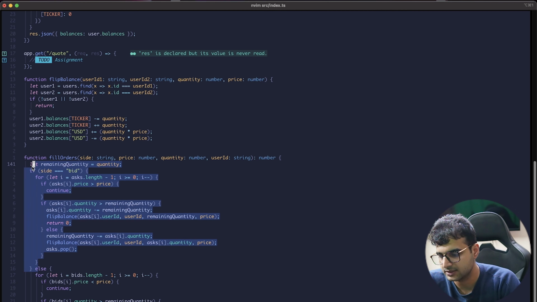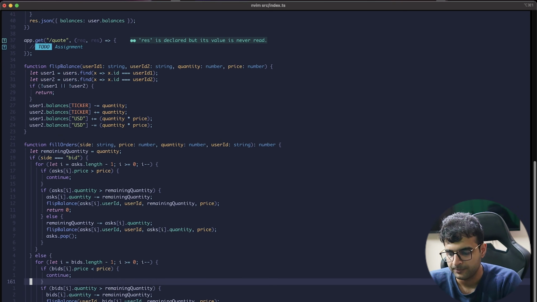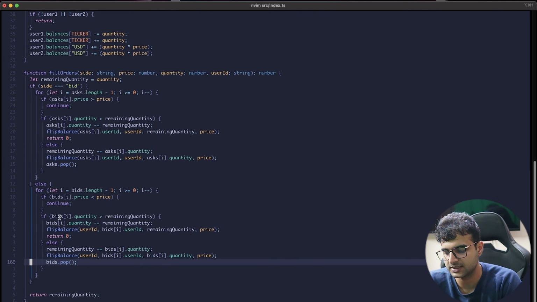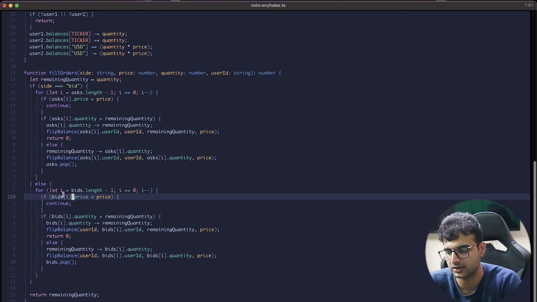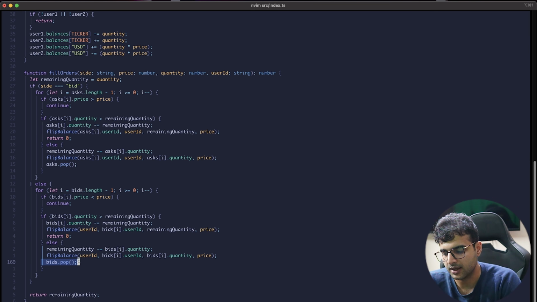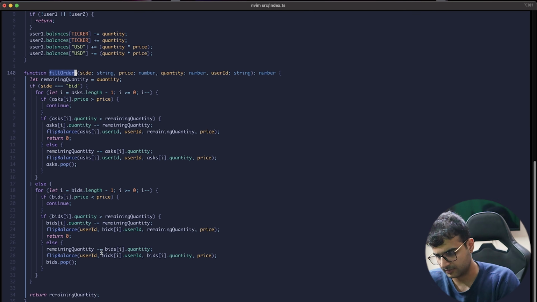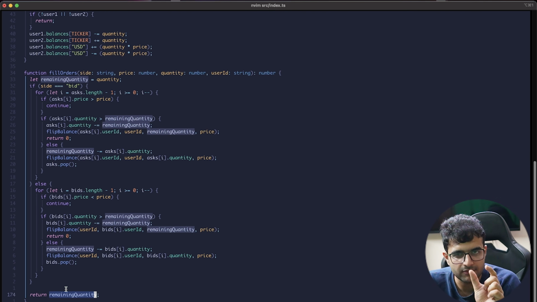This is just the bid side. The ask side is completely opposite. If someone comes and says, I want to sell, we will first check on the bids side whether or not an order exists and whether or not the price is right. If it isn't right, we continue. We could break here as well. If it is right, we check if the specific bid can completely fill the order. If yes, then we return 0 and we flip the balances. If it cannot completely fill it, we pop the bid and at least fill this specific bid, and then keep going from there, keep iterating to find more bids that might be able to fill this order. That is what the fillOrders function does. By the end of it, it returns the remaining quantity, the quantity that's left to be filled.